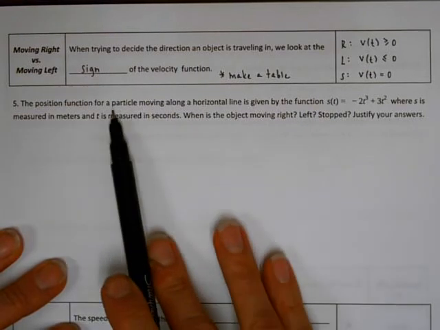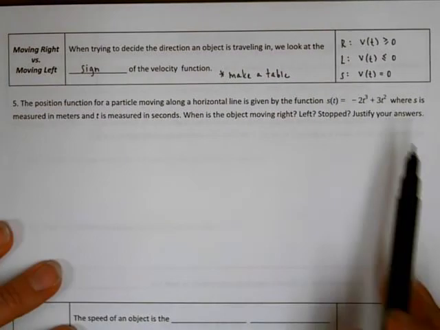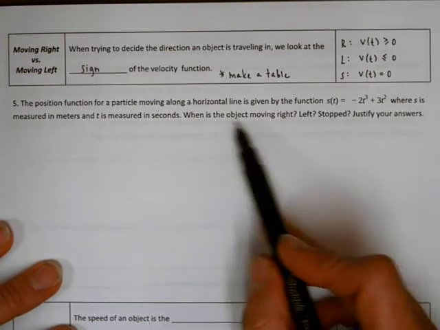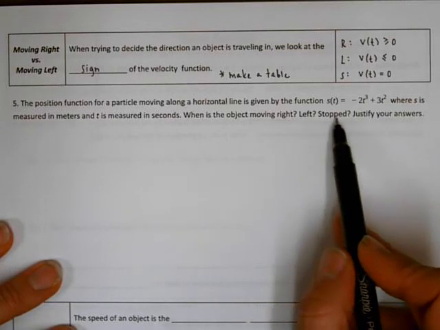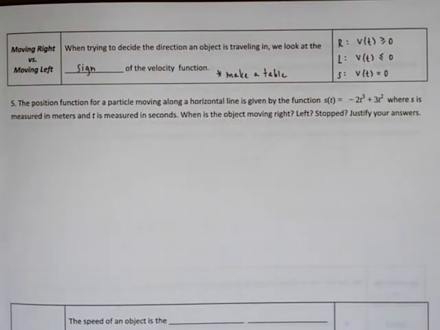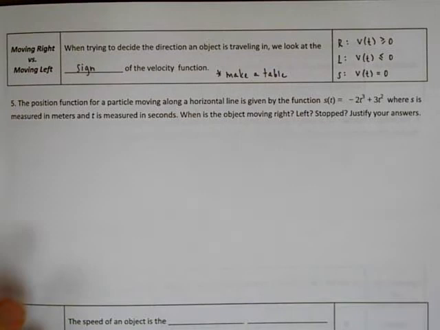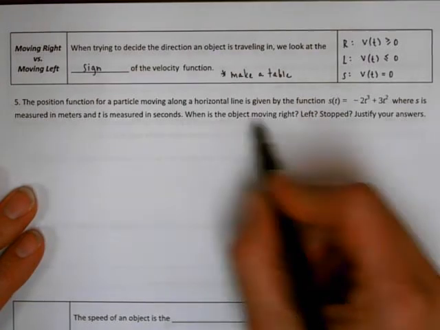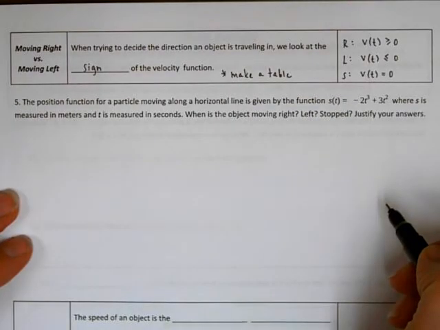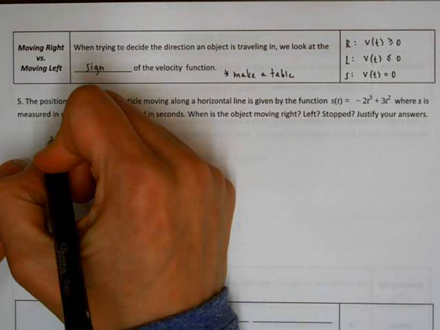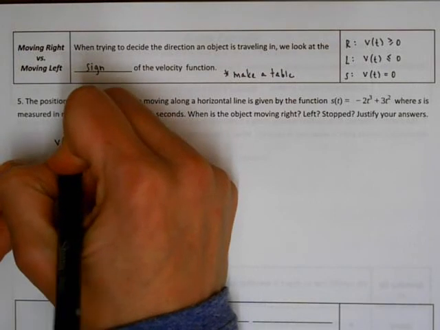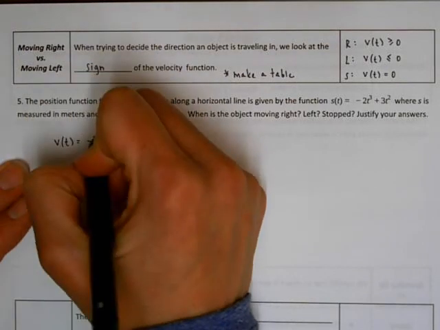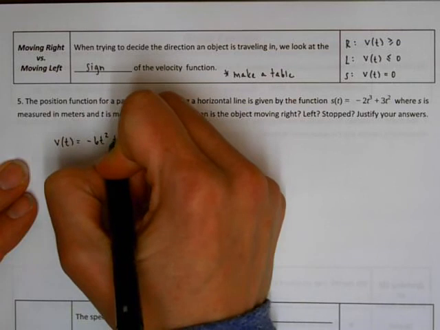We have our same position function for our same particle, and we want to know when is the object moving right, left, or stopped. And we're going to show our work here to justify our answers. So here's how this is going to go. I know that to answer this question, I need a velocity function. So the first thing I'm going to do is take my velocity function, which again is negative 6t squared plus 6t.